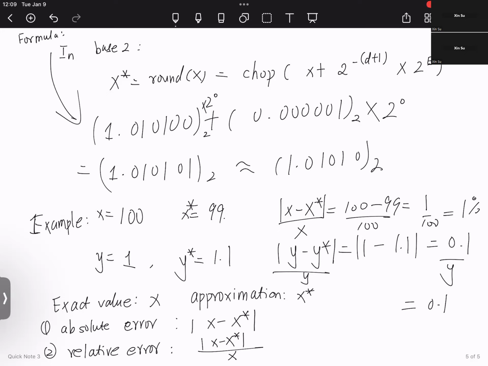Yes. Oh, it should be the absolute value, because x could be negative, right? Yeah, we also take the absolute value for x, because it could be negative, but we only focus on positive numbers for the error.